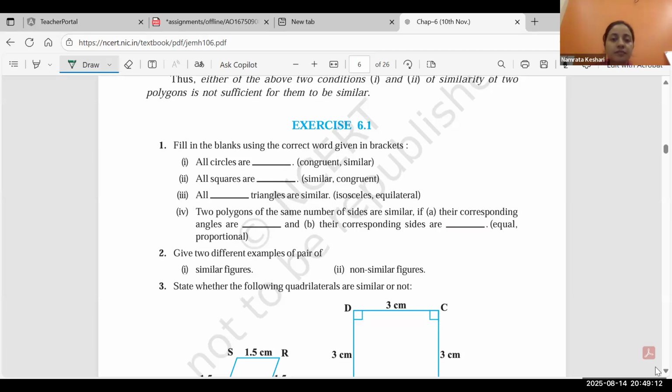All circles are similar. All squares are similar. All equilateral triangles are similar. Two polygons of the same number of sides are similar if their corresponding angles are equal and corresponding sides are proportional. Proportional means maintaining same ratio. Is it clear so far?